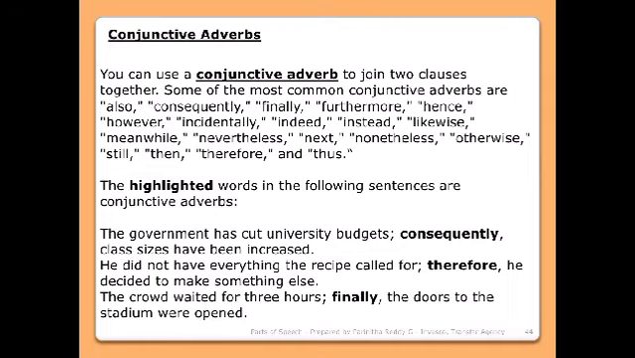You would have to know that adverbs are of different types, like interrogative, in which you're asking someone, and conjunctive, in which you are linking or connecting two sentences or two statements with each other. For example, the crowd waited for 3 hours. Finally, the doors to the stadium were open.